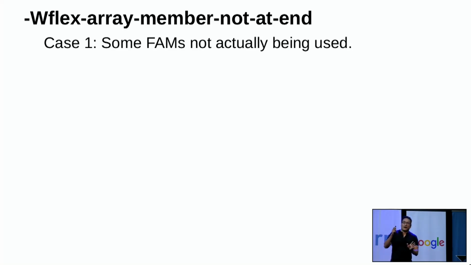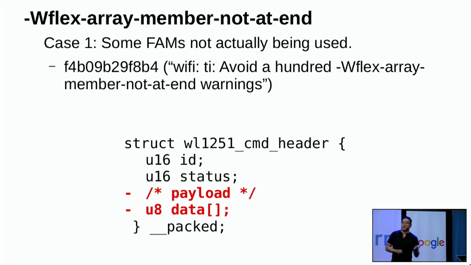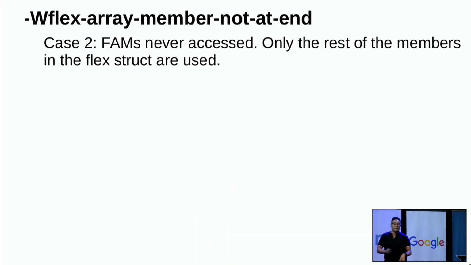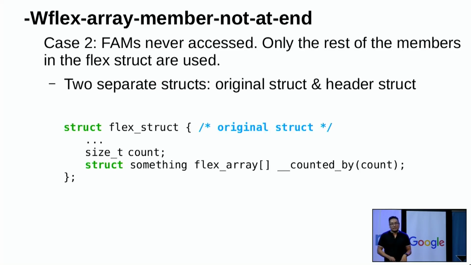So I saw multiple different cases. One of them is when the flexible array members are not actually being used. So in this case, we can just remove the flexible array member, and with that, we fix hundreds of those issues. Well, actually, this fixes 100 of those warnings, right? Well, in other cases, the flexible array member is never accessed, and only the rest of the members are being used. Usually, people find it convenient to use a flexible structure in the middle of any other structure because they want to use the rest of the members, not the flexible array, because they are sort of implementing a header, right?